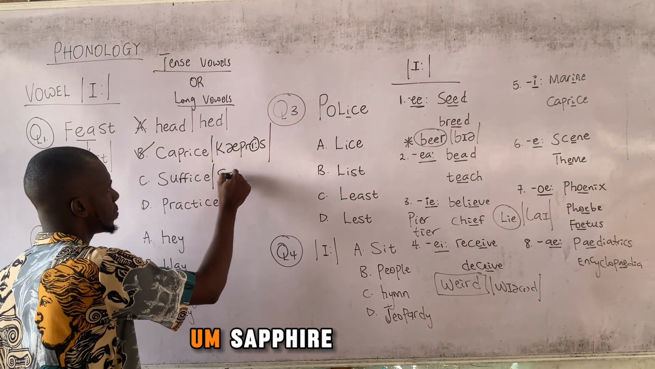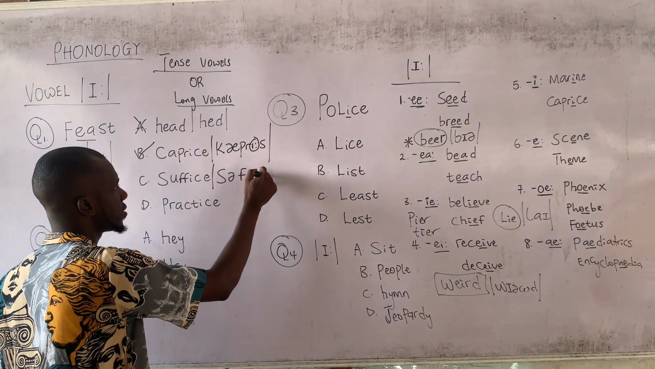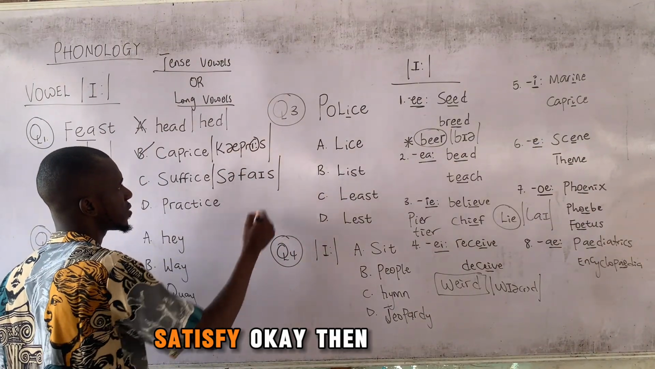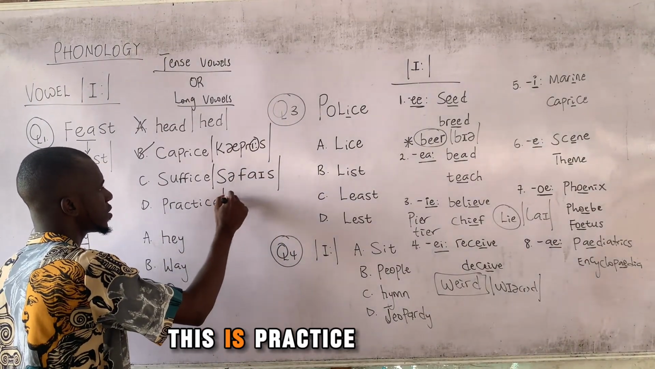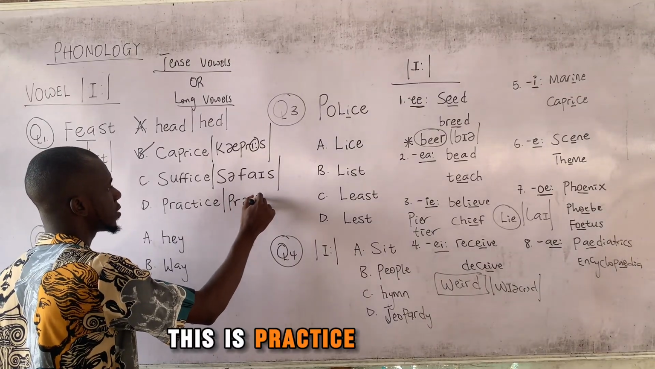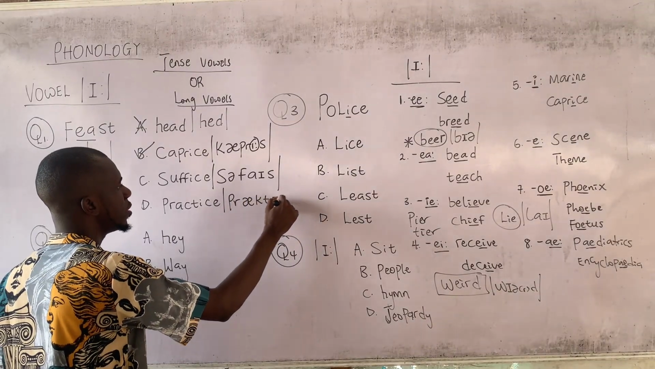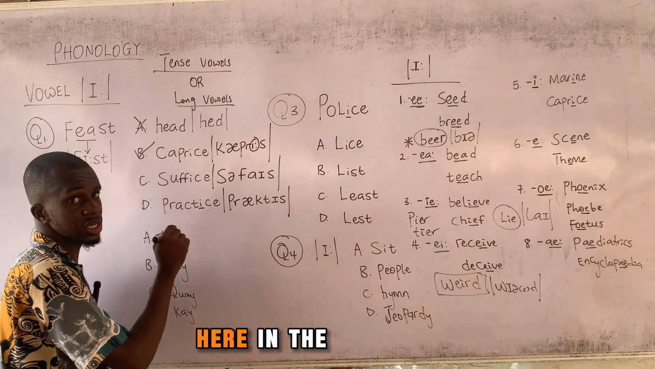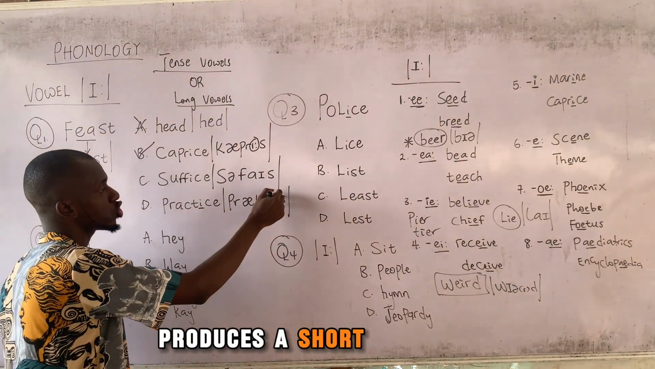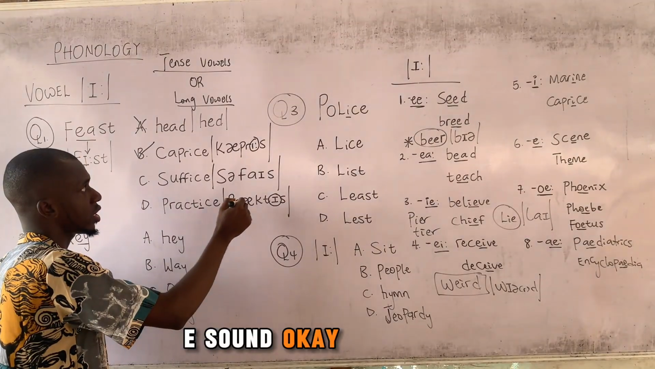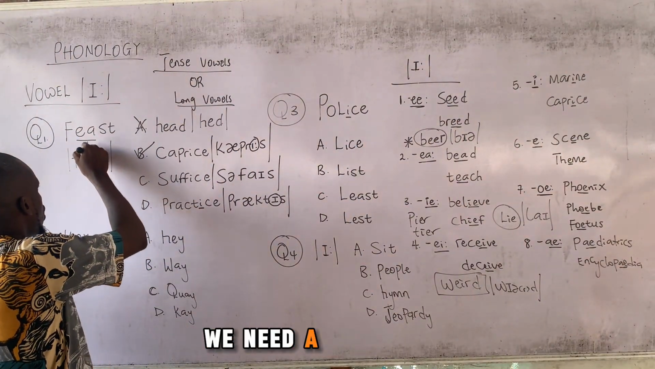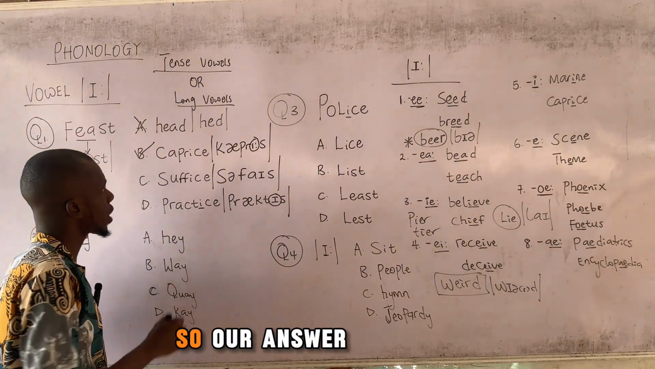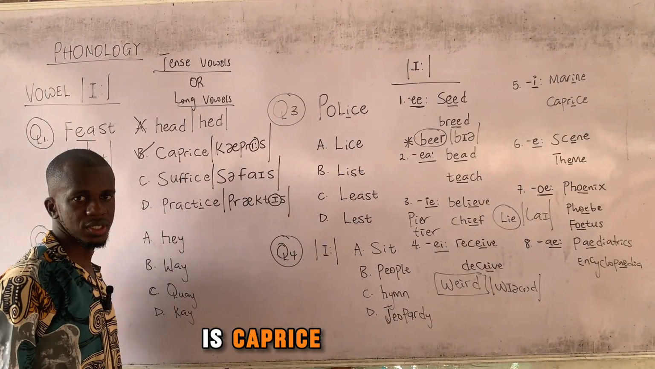This is suffice. Okay, then this is practice. So at the end here, the letter I in option D, in the word practice, produces a short E sound. Meanwhile, we need a long E sound. So our answer is caprice. Excellent.